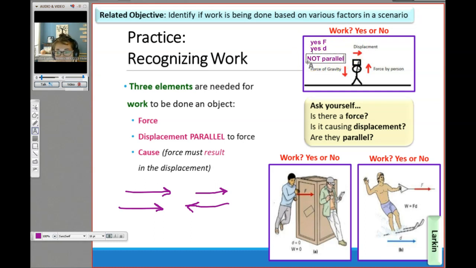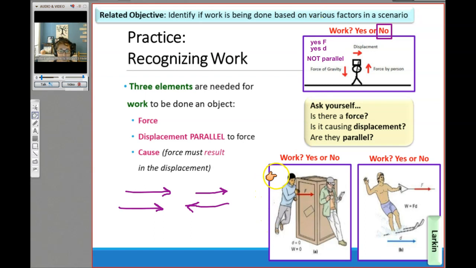So if they are not parallel, is work being done? Yes or no? Say yes work, no work, tell me in the chat box. No, there's actually no work being done here. So again, you can get as sweaty as you like carrying a book around above your head, making your arms tired walking around. If those things aren't parallel to each other, you haven't actually done any work on the book.